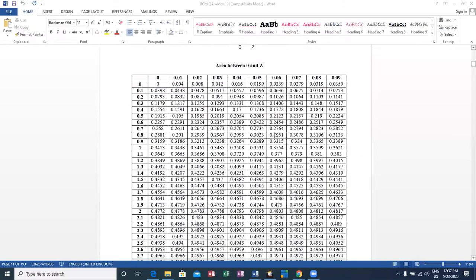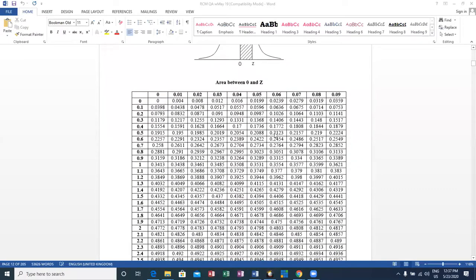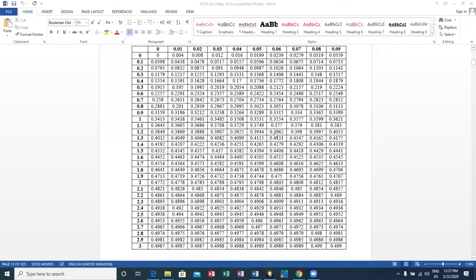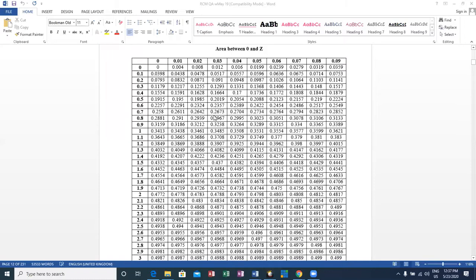This is a normal table, area between 0 and Z. So area between 0 and Z, I'm looking for 0.08. If you look for 0.08, you'll see 0.0793. So we have here Z, then 0.2, and then I'll be able to see 0.0793. And then, of course, on top of this, I can see a 0 there.